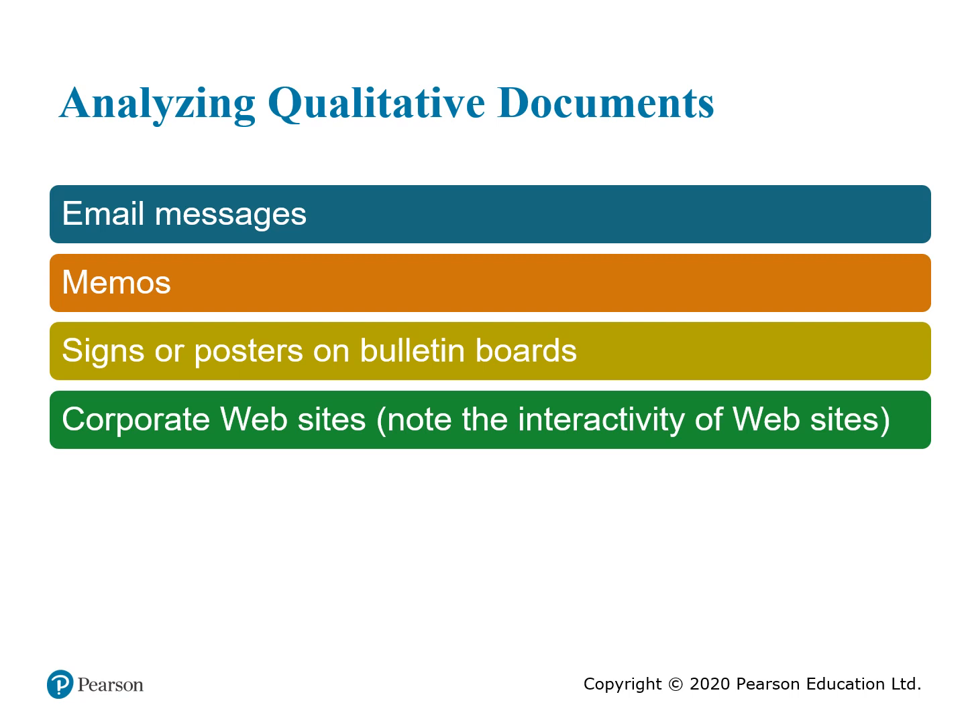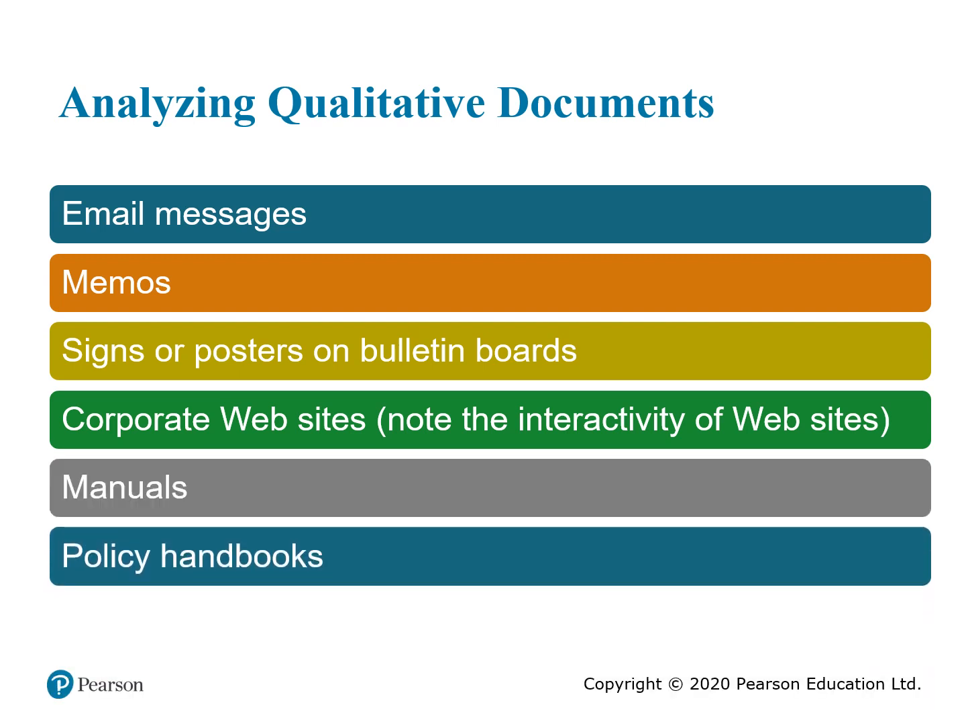As also the corporate website, note the interactivity of the website. Is it dynamic or is it static? So we examine the content, the metaphors, the humor, the use of design features, the colors and the meaning and clarity of any messages provided in the website. And then after that, we look into the manuals and policy handbooks. The manuals present the way machines and people are expected to behave, and also the policy handbook.